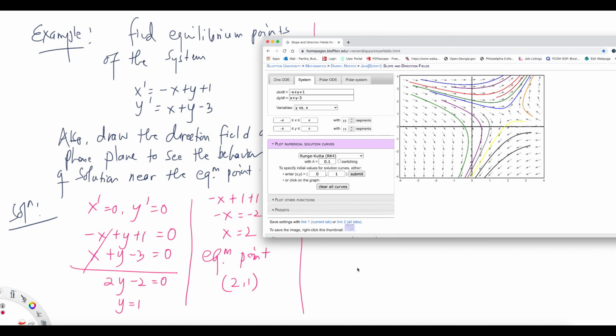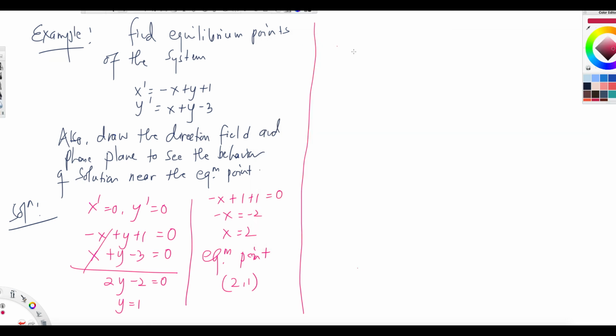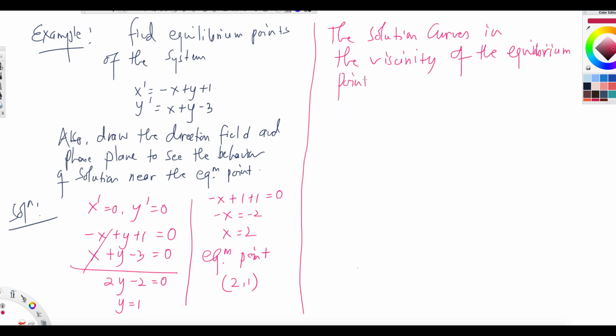So that's what you will be writing. You will write that the solution curves in the vicinity of the equilibrium point (2, 1) go away, or you can say tend away, tending away from the point.